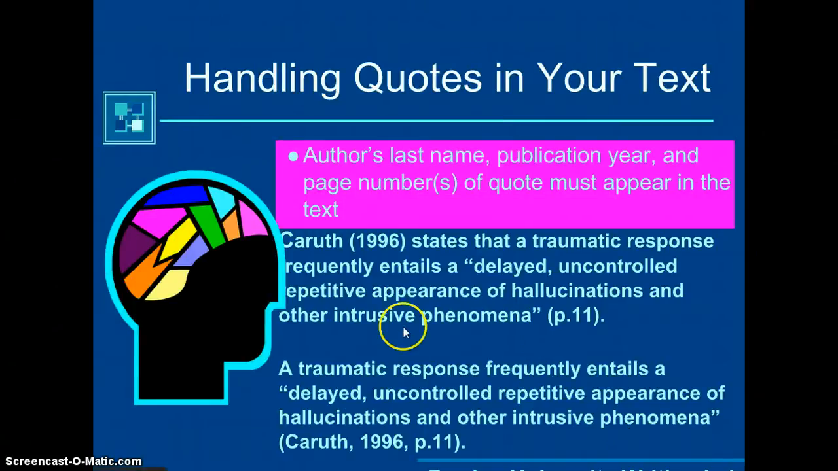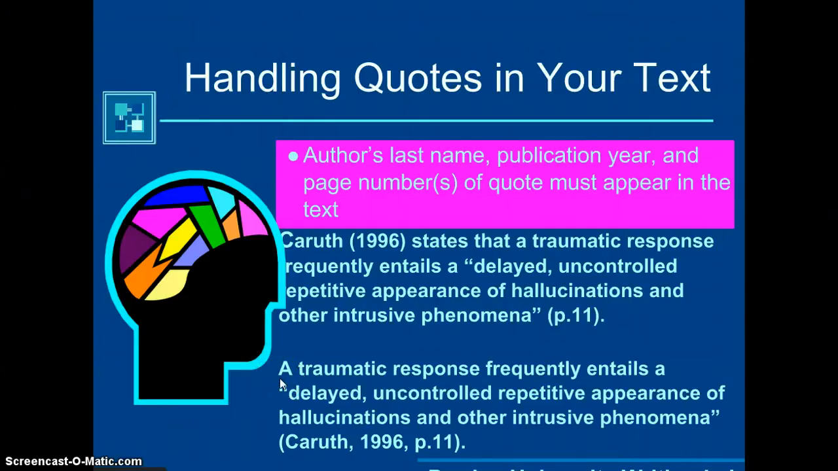So when you're using citations in your text, you might write, for example, Carruth, and then you put 1996 because that's when Carruth wrote what it is that you're citing. Carruth states that a traumatic response frequently entails a, and then these are Carruth's actual words, quote, and then these are the words, and then the page number where the quote came from. With quotes, you always want to use a page number.